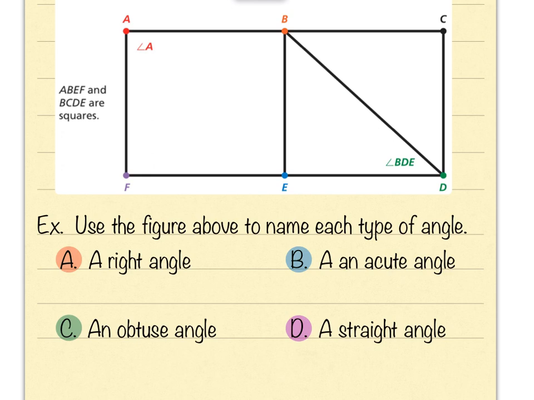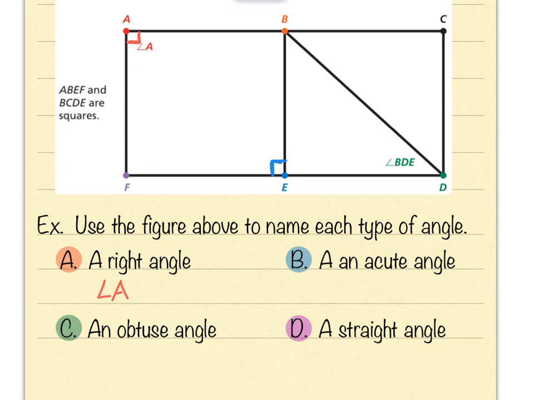All right, so let's look at this example. It says, use that figure to name each type of angle. First of all, a right angle. And they've already mentioned angle A, and so we could use angle A as a right angle because it meets at 90 degrees, up here at the top left of our figure. I could also say angle F, or I could even say the angle I just referred to, angle FEB. That would be a right angle because it's on a square here. So angle FEB or BEF, however you want to say it, would also be a right angle.